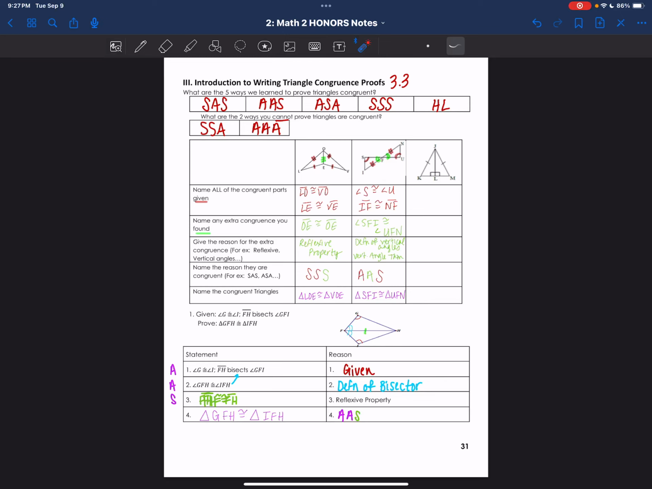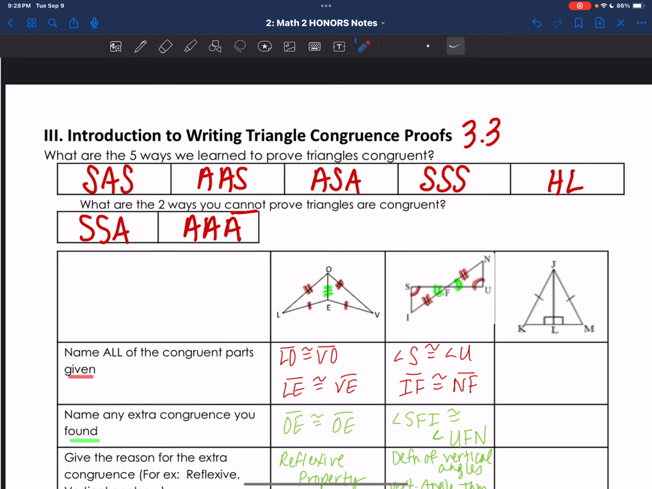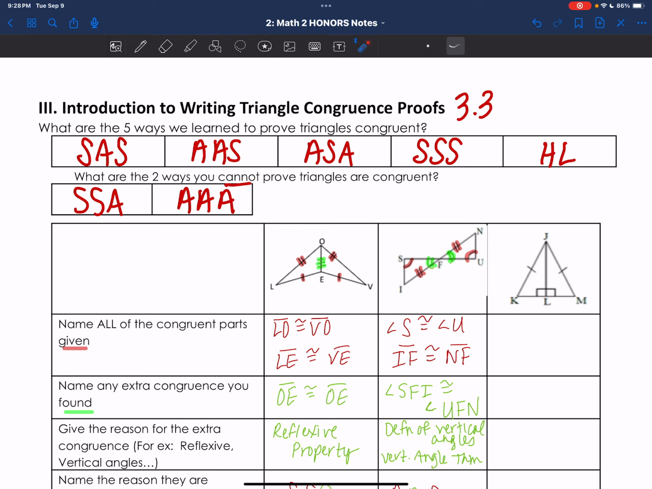All right, today we're going to be talking about Introduction to Writing Triangle Congruence Proofs. So let's first talk about the 5 ways we learned to prove that triangles are congruent. We talked about side, angle, side; angle, angle, side; angle, side, angle; side, side, side; and hypotenuse, leg. So those are all ways to prove triangles are congruent. The ways that you cannot use to prove would be side, side, angle, or angle, angle, or angle, angle, angle. So those are not ways.